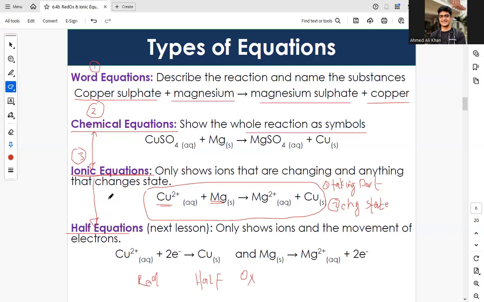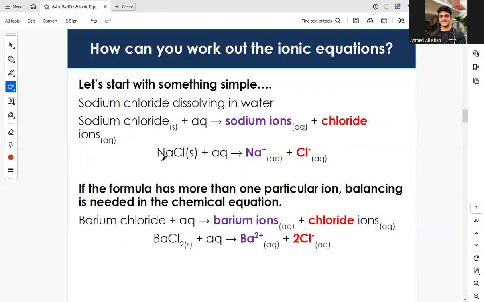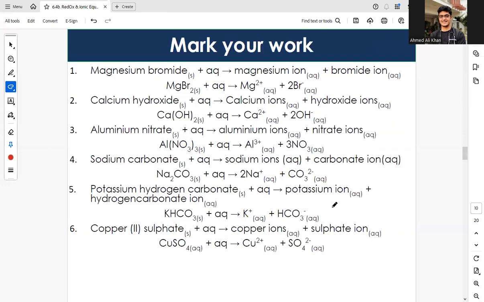Okay, so in this video, we'll talk about how to derive the ionic equations when you're given chemical equations. In the previous video, we talked about this example, and we broke down this equation into the ionic equation. So let's move over to another example and practice it today.